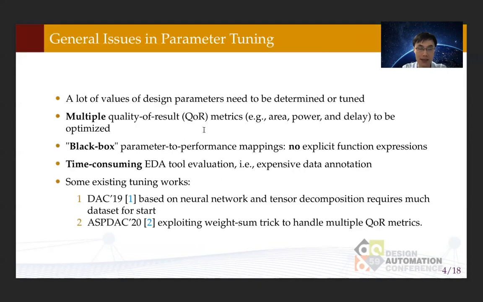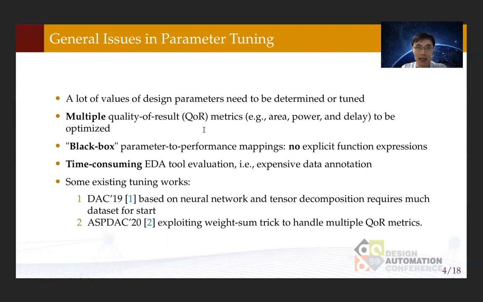I further list some general issues which may happen in tool parameter auto-tuning. For example, a lot of design parameter values need to be tuned, and multiple quality of result metrics like area, power, and delay need to be optimized. Besides, we may meet a black box optimization problem, and even worse, the tool evaluation is time-consuming.